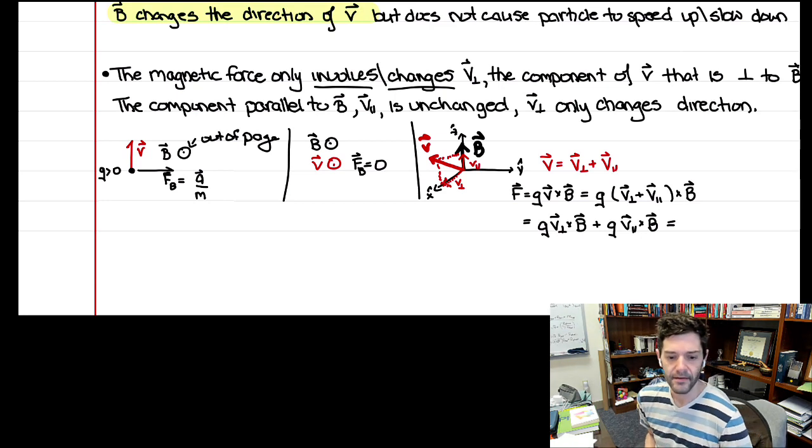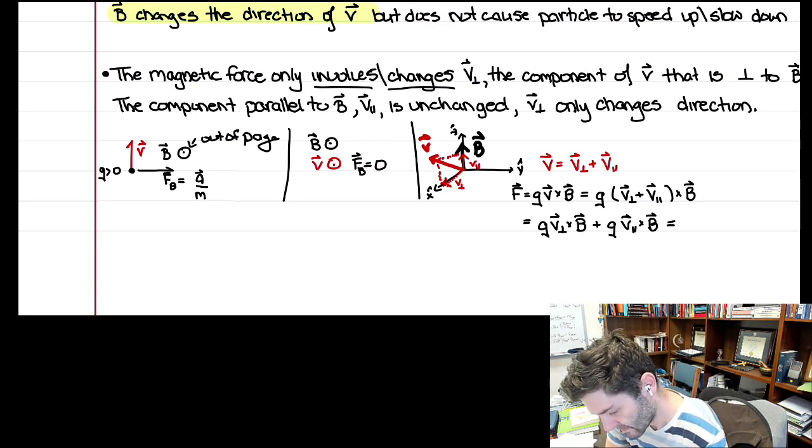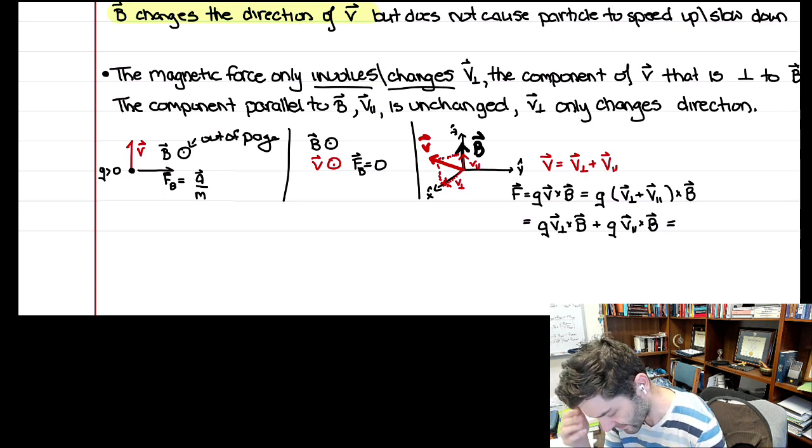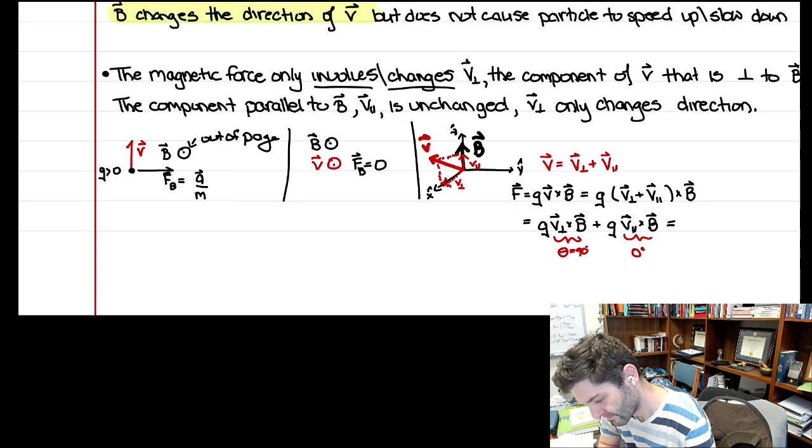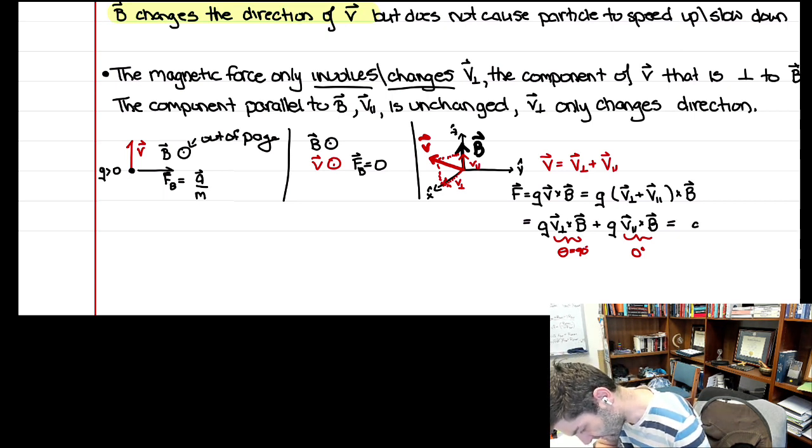And then we can think, well, if this parallel and perpendicular are to the magnetic field, then we know that the angle between these two vectors is 90 degrees. We know that the angle between these two vectors is 0 degrees. The second one, of course, gets killed because the sine of 0 is 0. So then this becomes q v perpendicular cross B.